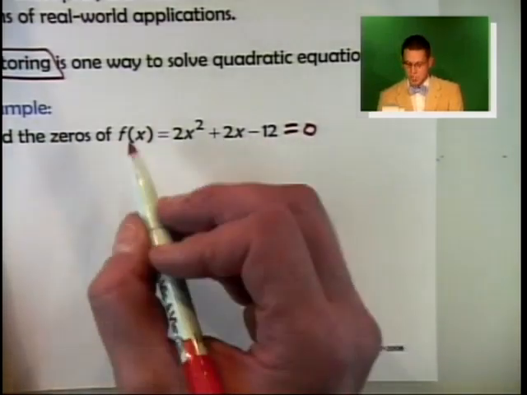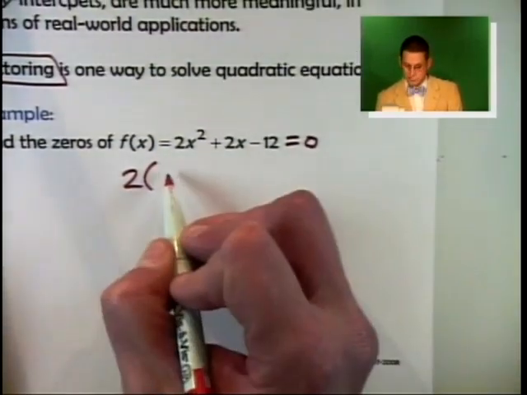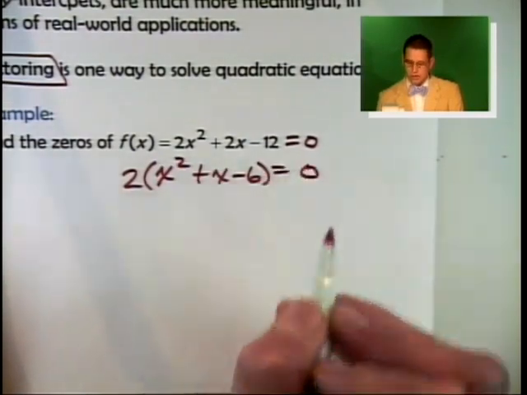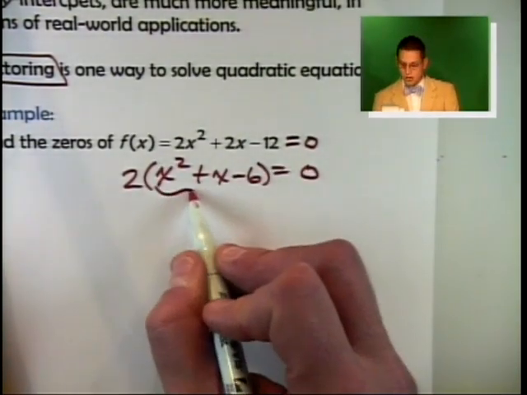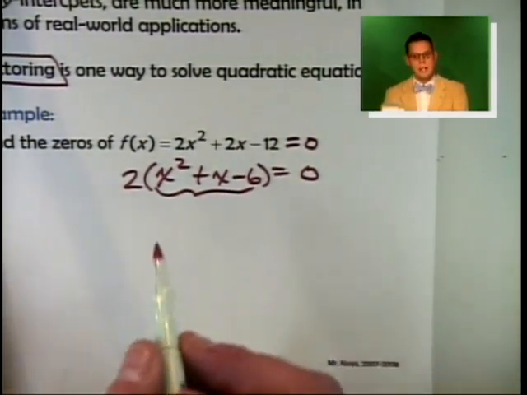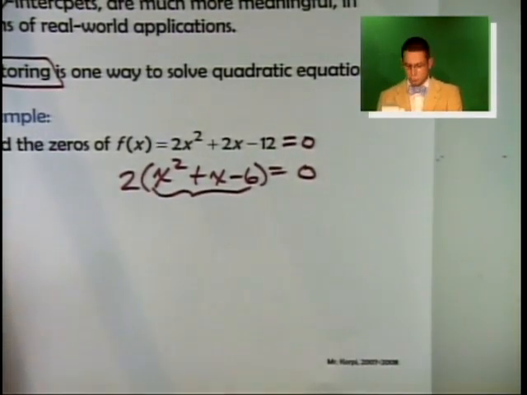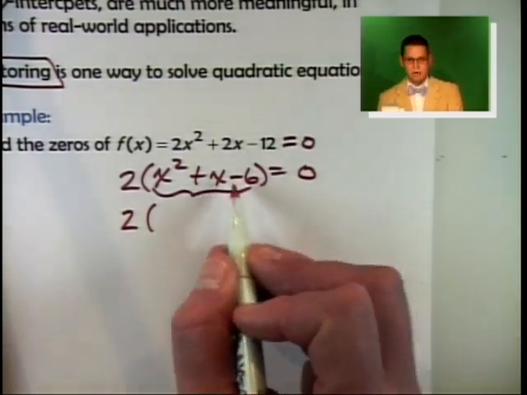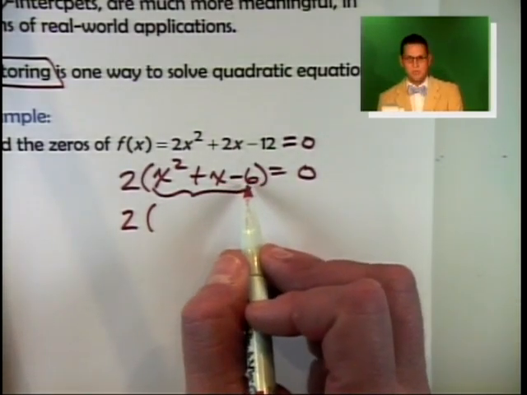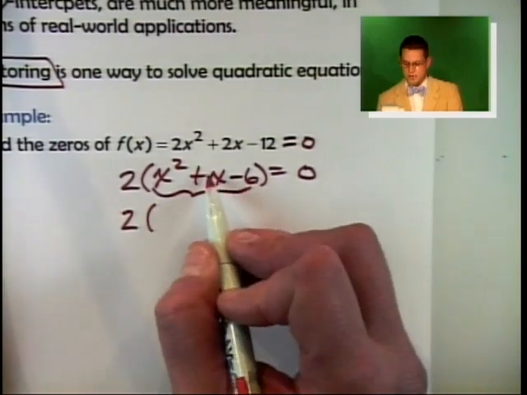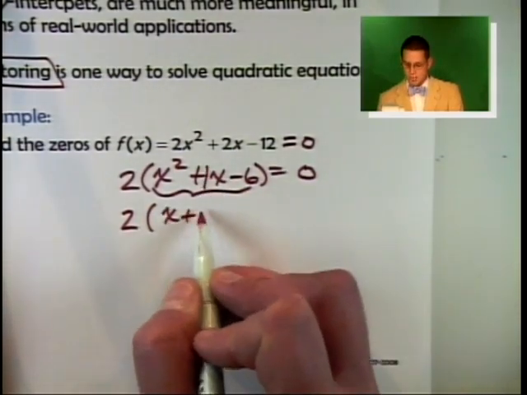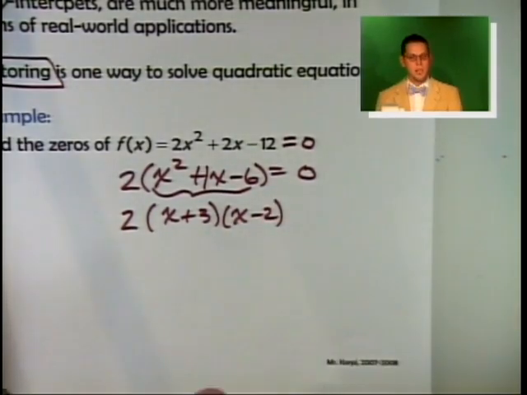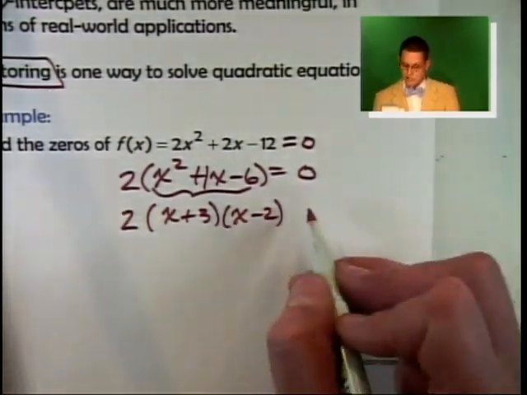Well, there's a 2 that's common, so I'll pull the 2 out, and that gives me x squared plus 1x minus 6 equals 0. Now I'm going to work on this little trinomial. It is a product of two binomials in this case, and a method of finding it: we're looking for two factors that give us a product of negative 6, whose sum is positive 1. Well, that's going to be x plus 3 and x minus 2. With a little bit of practice, you can revive that technique, which you had in Algebra 1.